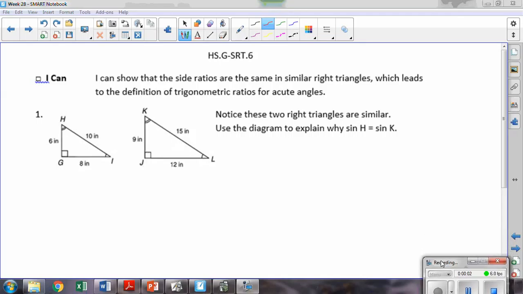Alright, the whole purpose of this video is to go over the practice exam for similarity right triangles, standards 6, 7, 8. Standard number 6 is fairly straightforward. Paying attention to the I can statements.